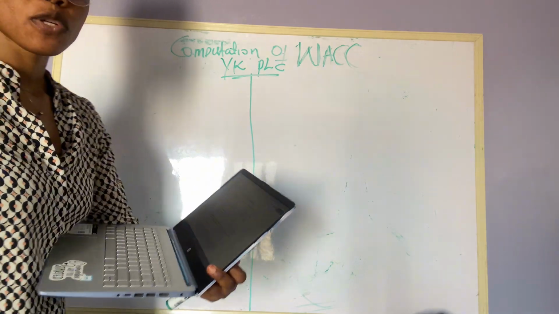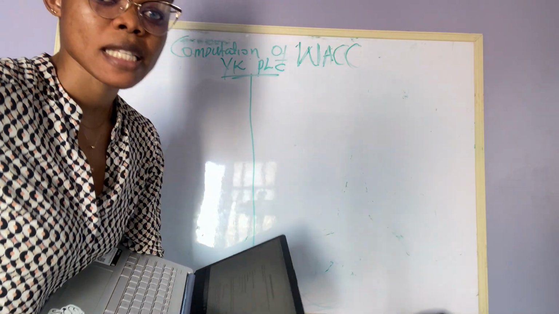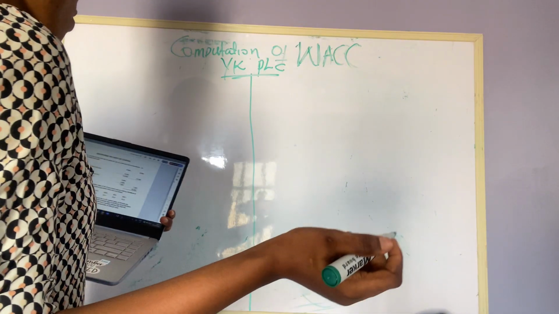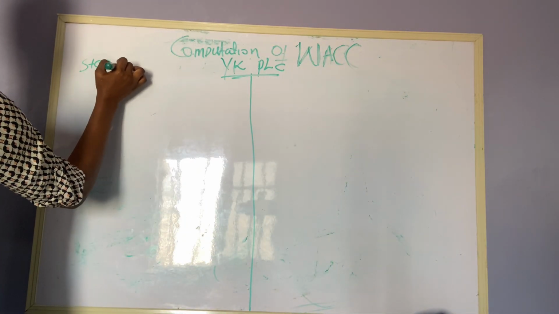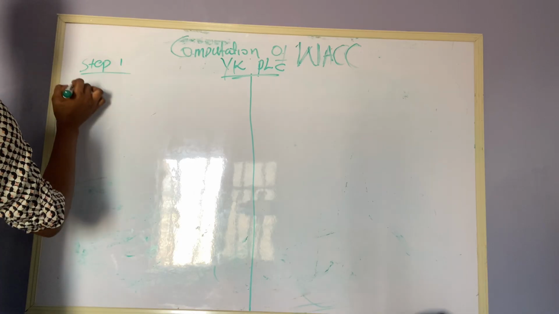So now we are going to remember our first step. Our first step is that we should identify our sources of finance. So now what are our sources of finance? Step 1, sources of finance.